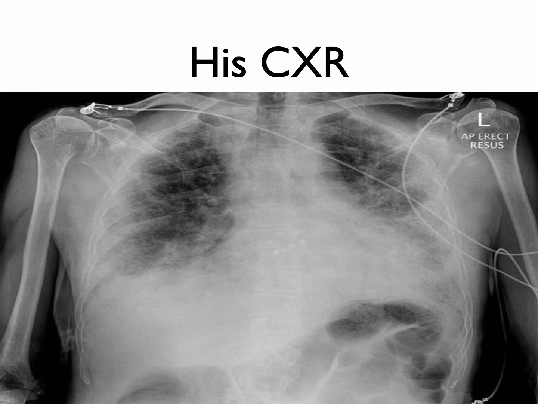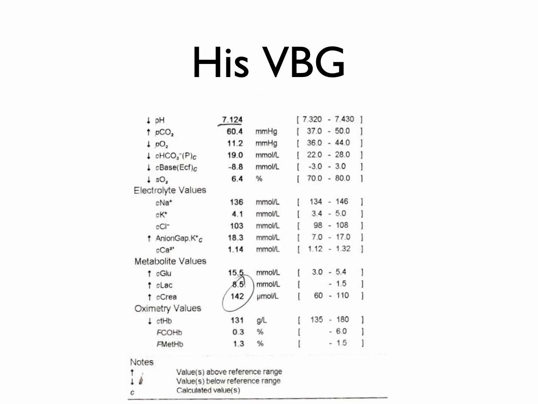So because he looks unwell, 10 out of 10 pain with a widened mediastinum, we get a blood gas off as soon as possible, and we also book him for a CT chest to rule out aortic dissection. So we can see there by his VBG, he's severely acidotic with a pH of 7.1. Moving down through there, we also notice that he's got a lactate of 8.5. He's got some renal impairment developing.